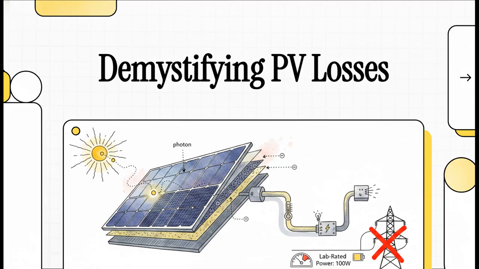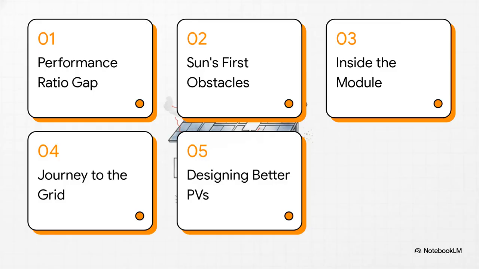Well, today, we're going to track a single photon's physical journey, literally from the sky all the way to the grid connection, and see if we can identify exactly where our precious energy is leaking away. We're going to structure our explainer around this map, following the sunlight kind of like water in a leaky bucket. First, we'll look at the performance ratio gap. Then, sunlight's first obstacles. Third, we'll go inside the solar module itself. Fourth, the journey to the grid. And finally, designing better PV systems.